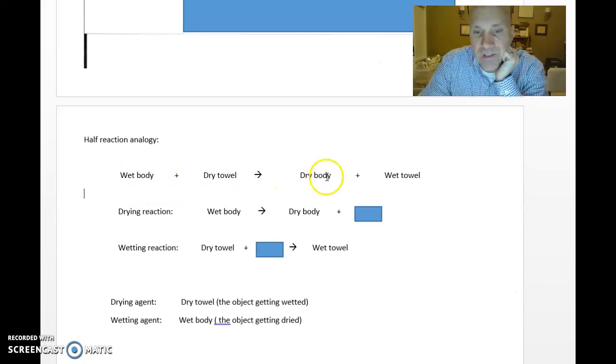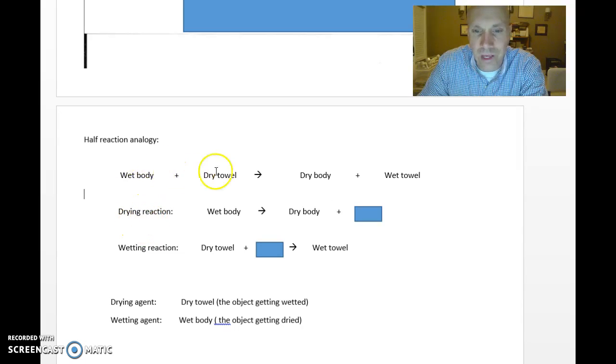In this particular process, there's a drying reaction going on, and there's a wetting reaction going on. And hopefully you realize that this overall reaction involves the transfer of something. It involves the transfer of water from one thing to the other. So could we split this up into two separate reactions?